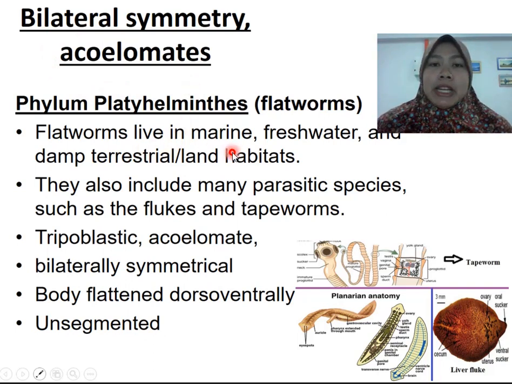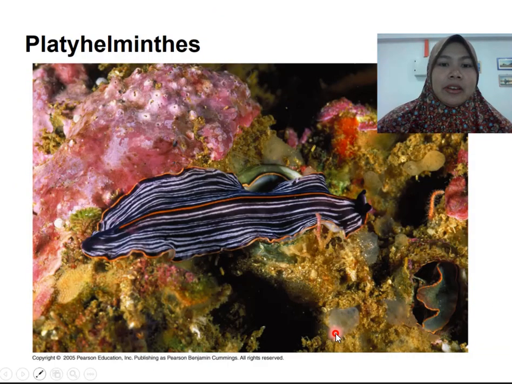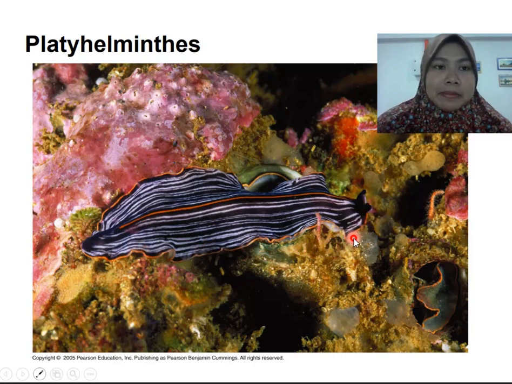Most flatworms live in marine environments. Some live in fresh water, and some in damp terrestrial areas, meaning damp land. Some are parasitic species, such as fluke and tapeworm. A fluke is sort of like a leech. They have 3 layers of body tissue: ectoderm, mesoderm, endoderm. The body shows no segmentation, meaning no repeated units. Here is an example of a tapeworm, and the fluke. This is a marine type of Platyhelminthes.